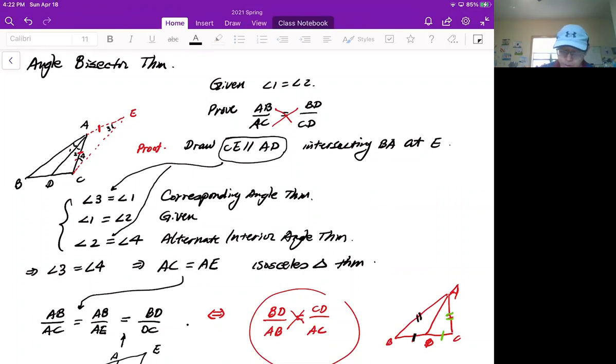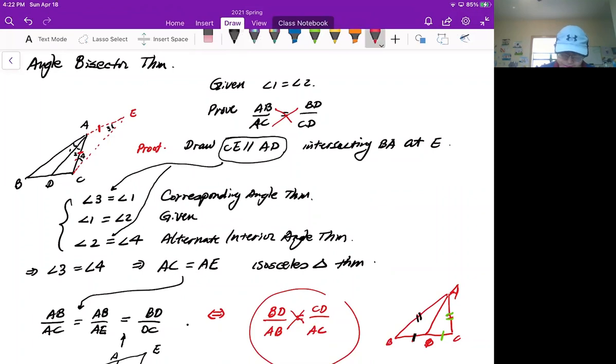Okay, why? How can you do that? Basically, I want to show that angle 1 and angle 2 are the same. That's given because of the angle bisector. And angle 1 can be switched into angle C. Angle 1 and C are corresponding angles, right? And then angle 2 and angle 4 are alternate interior angles. So angle 3 and angle 4 are the same, and therefore it becomes an isosceles triangle, right? The rest of them should be fine.